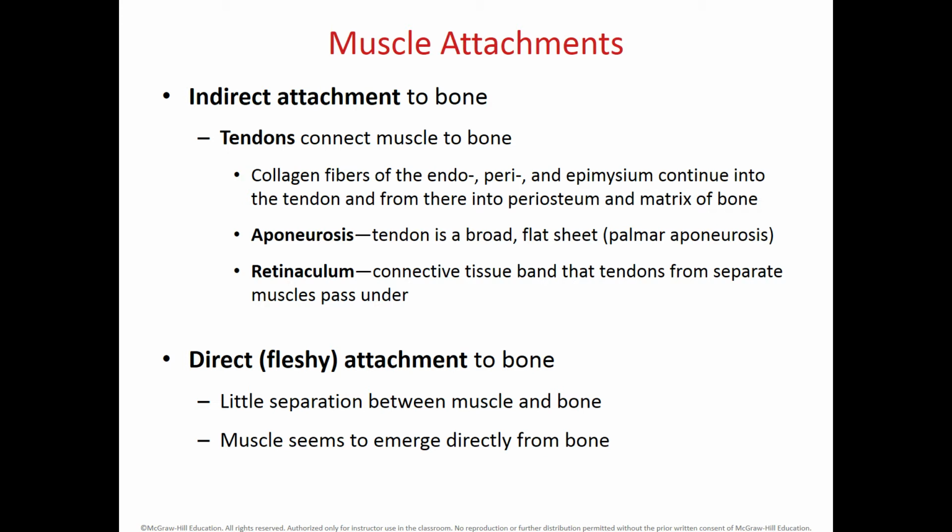Now in the indirect attachment, the muscle ends visibly short of its bone's destination, and you will have a gap that is bridged by a fibrous cord or band of connective tissue, the dense connective tissue that we know as tendons. Some of these muscles have a broader tendon that is known as aponeurosis, or flat sheet, like the palmar aponeurosis, or they can have a band of connective tissue that is called retinaculum. This retinaculum holds down muscles that pass under it.